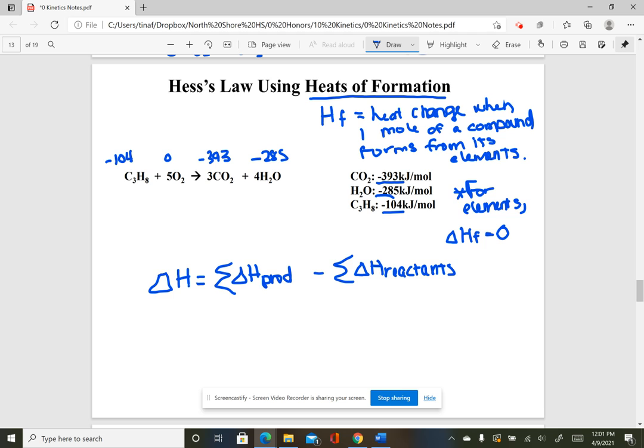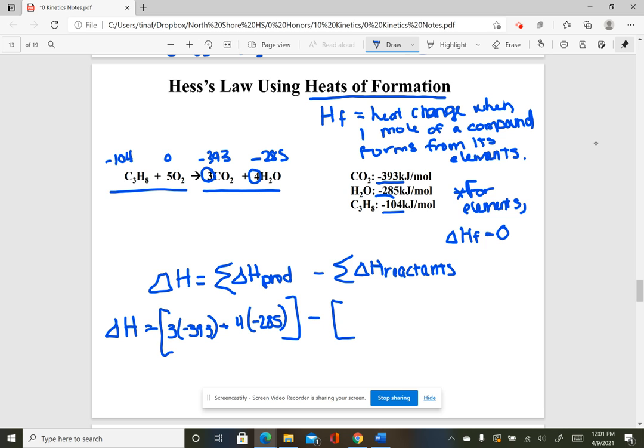All right. So here's what I have to do. Delta H. My products are the things on this side. Heat of formation is for 1 mole of that substance. So if it has a coefficient in front of it, you have to multiply it by that coefficient. Okay? So I'm going to do 3 carbon dioxides plus 4 waters minus. Now I'm going to look at my reactant side. I have 1 propane plus 5 oxygens.